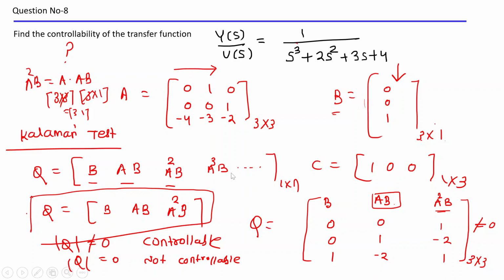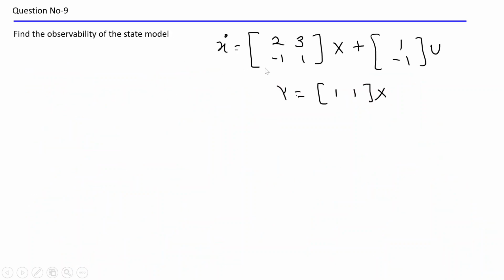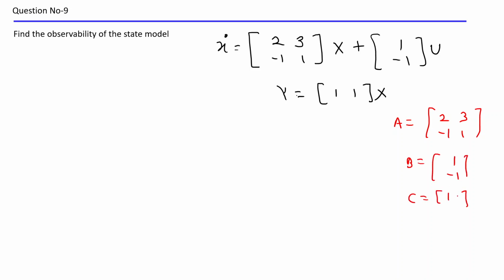Similarly, there is another question related to the observability of the matrix. Suppose here I am giving you the A, B, C matrices for simplicity. Let A be 2, 3, 1 minus 1, 1. B vector is 1 minus 1 and C is 1 and 1. Okay, these are the three matrices from this equation, write them down.